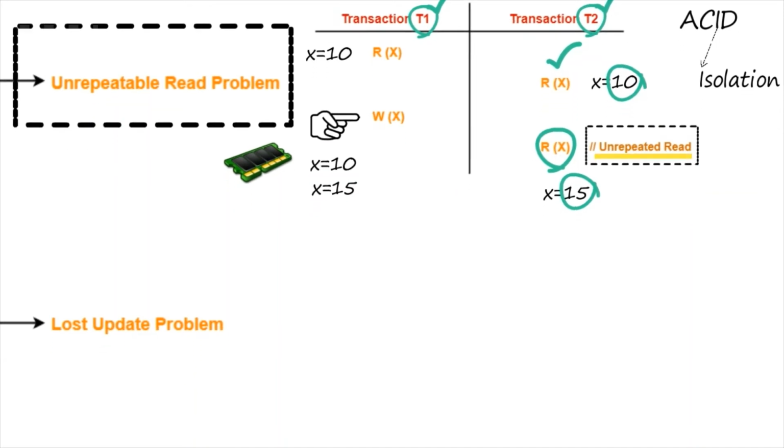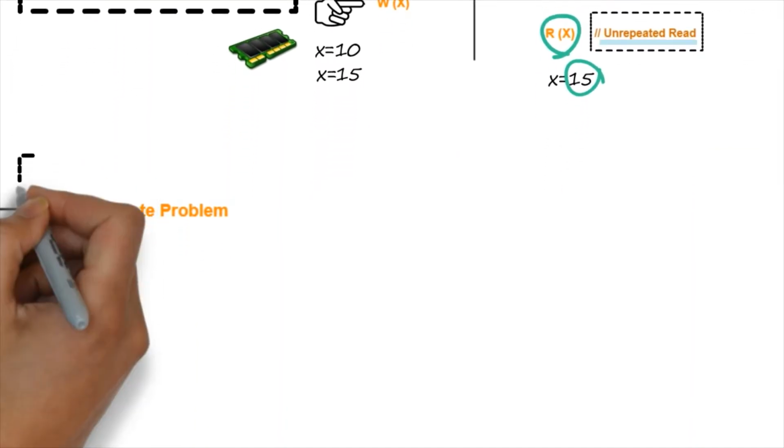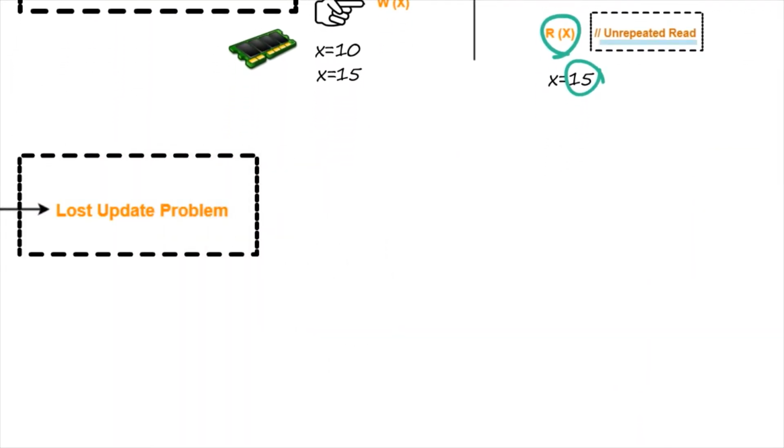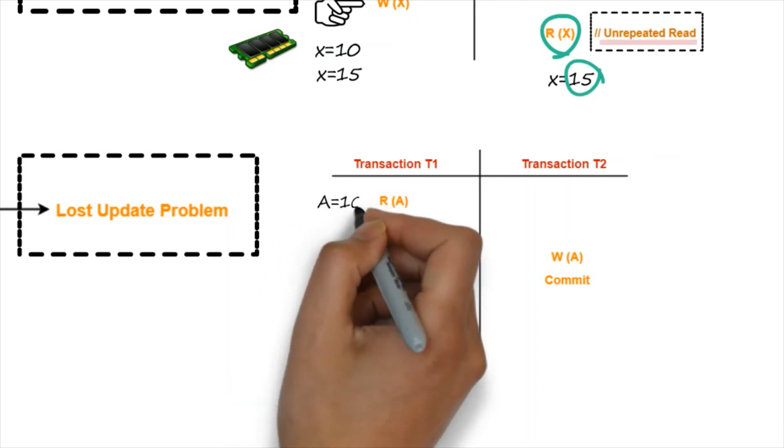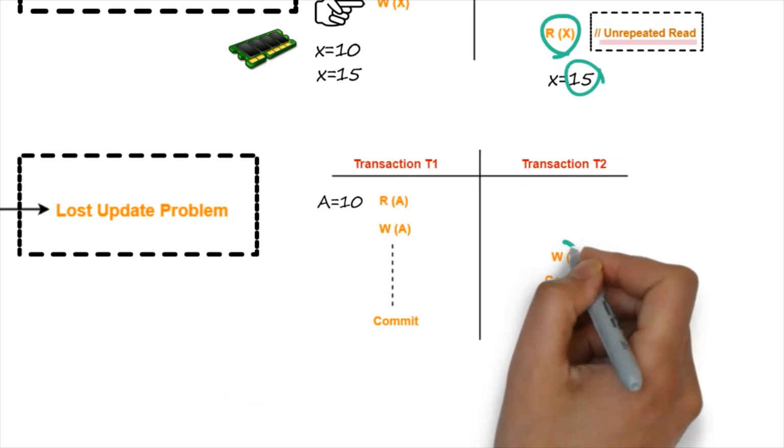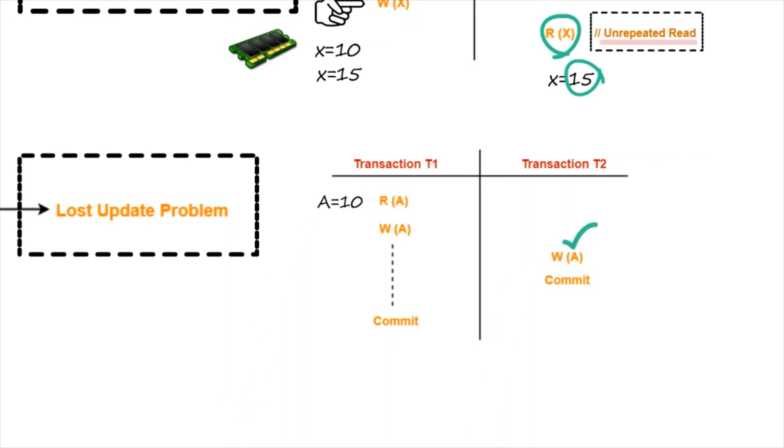Now, the third problem is known as the lost update problem. So now consider this example. T1 reads the value of A. Say it is reading the value of A as 10. And T2 updates the value of A. Say here T2 is updating the value of A as 10 plus 5, say 15. This is updated in the buffer.